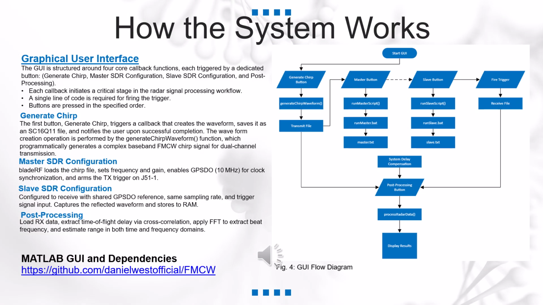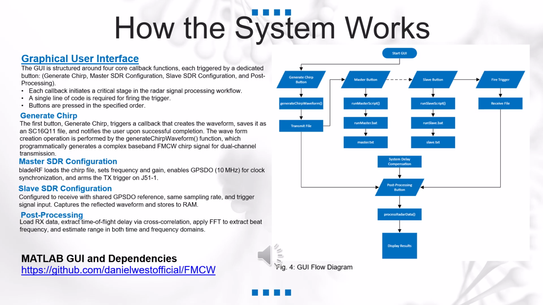The radar system is controlled through a custom graphical user interface made using MATLAB App Designer. This helps streamline the entire process through 4 buttons: Generate Chirp, Master, Slave, and Post-Processing. The Generate Chirp button creates the waveform using a custom function and saves it to SC16Q11 format for transmission.